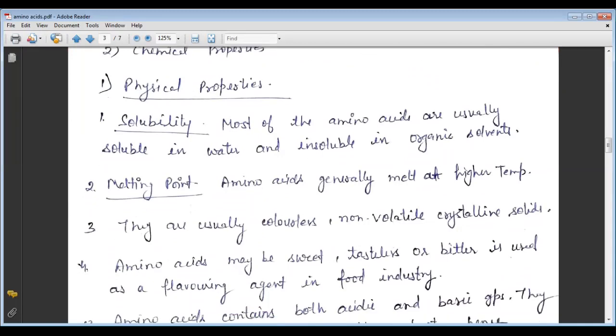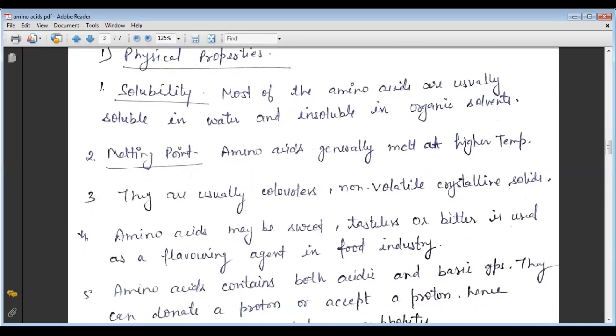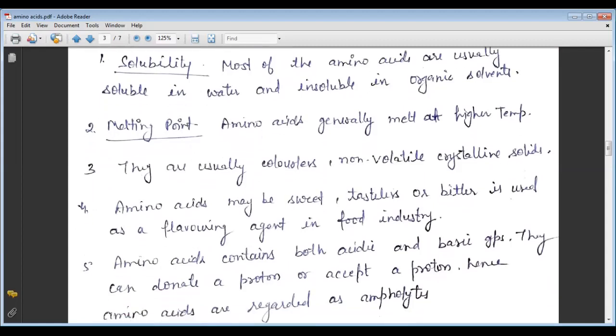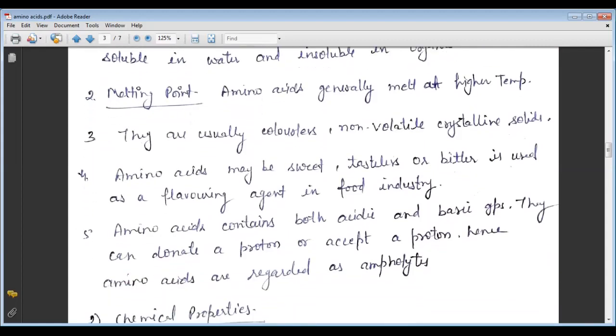Now come to the next point, the melting point. We know that the melting points of amino acids are generally high. So they generally have a high temperature for melting. Then they are usually colorless, non-volatile, crystalline solids.